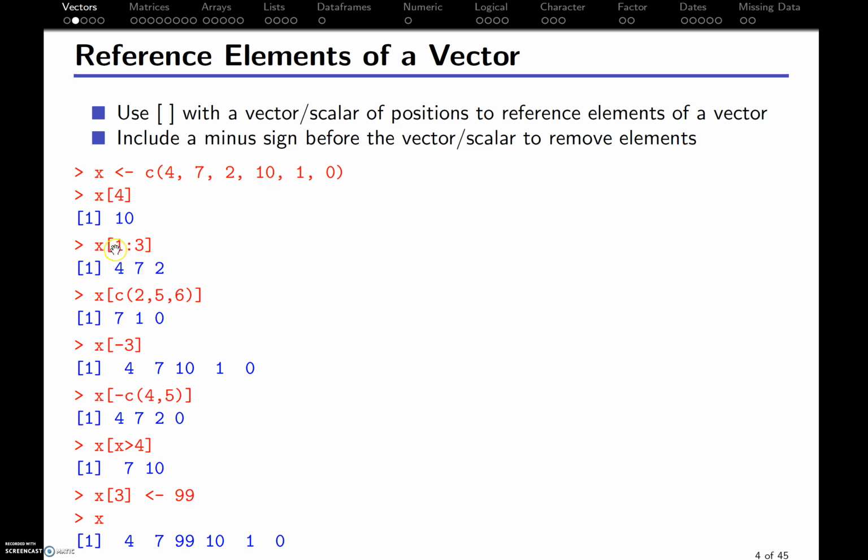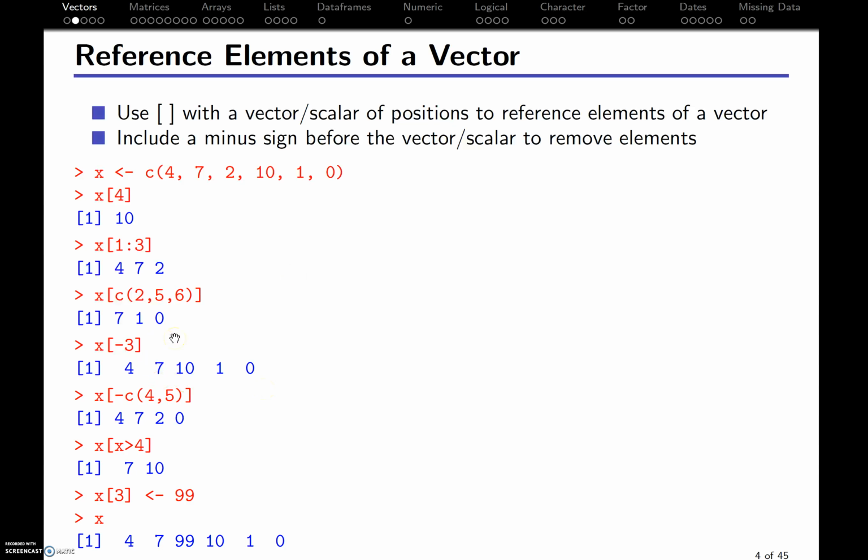Okay, similarly, we could create a sequence. So remember, this is the sequence operator, just like seq, and it creates a sequence by unit 1. So this would be the list 1, 2, 3. And so it's going to pick off the first, the second, and the third elements of this vector x. And indeed it does, 4, 7, 2. We could jump around. So we could pick off the second element, the 5th element, and the 6th element. So we get 7, 1, and 0. The 2nd, 5th, and 6th.